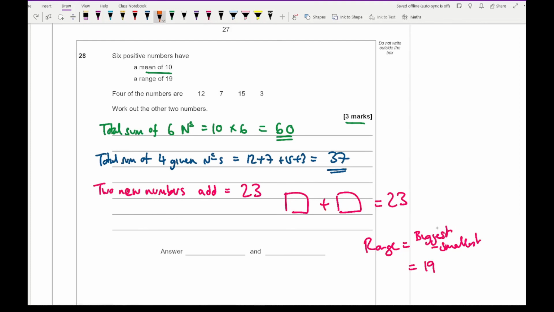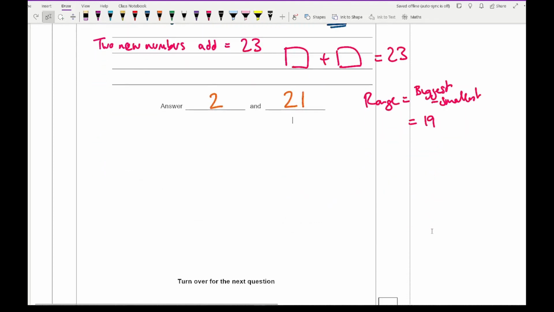Now the possible combination of the correct answer is going to be 2 and 21. 2 plus 21 equals 23, and 21 take away 2 gives me 19. So that satisfies all the conditions.